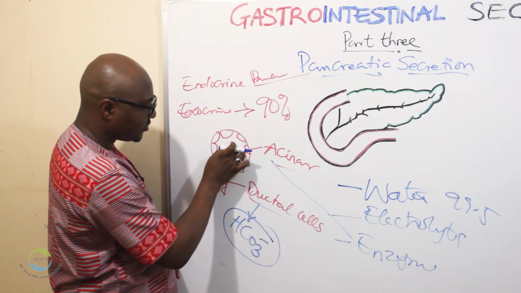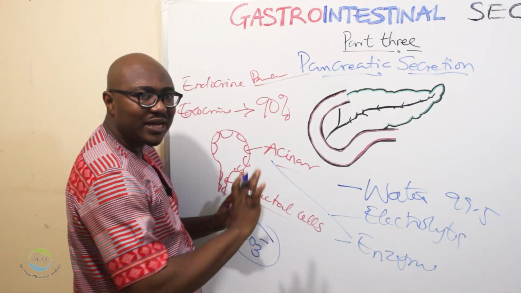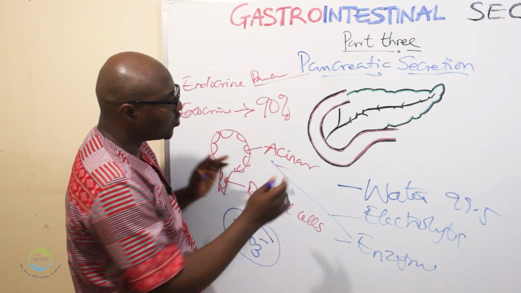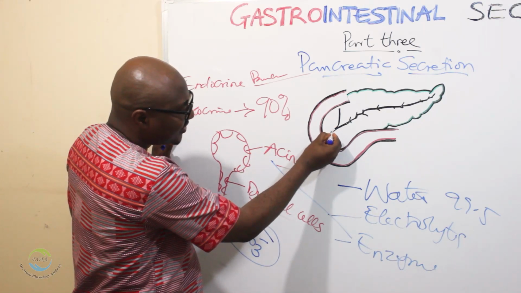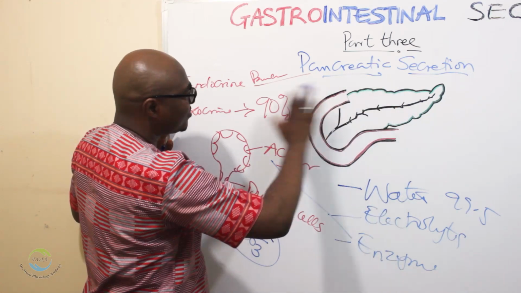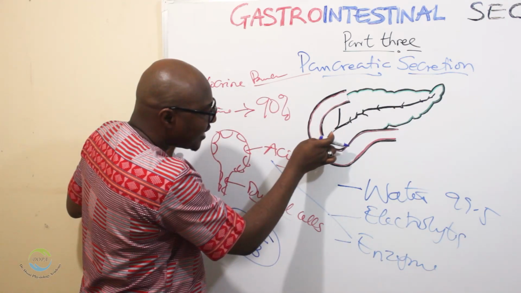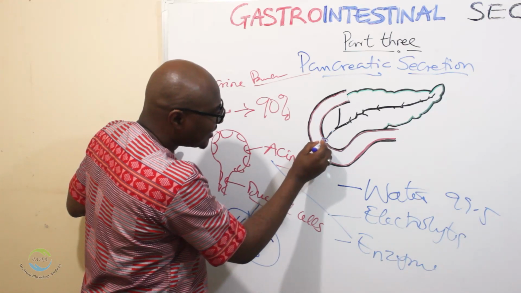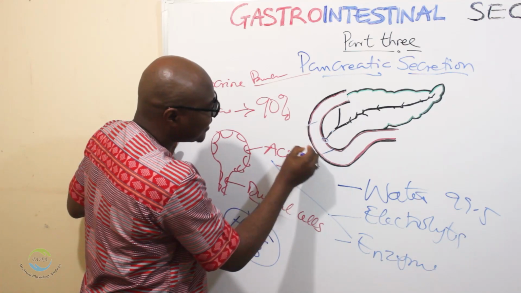Okay? This one is the enzymatic part. So that's what you need to know. They come and are secreted through this duct. You see it all around. 90% is made up of exocrine. So they enter this duct to enter the duodenum. We call this part the second part.